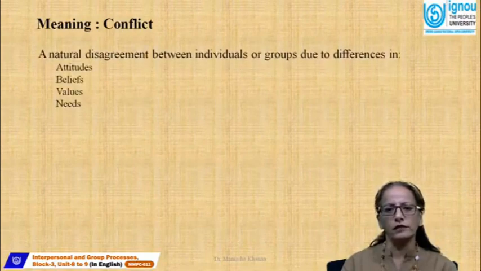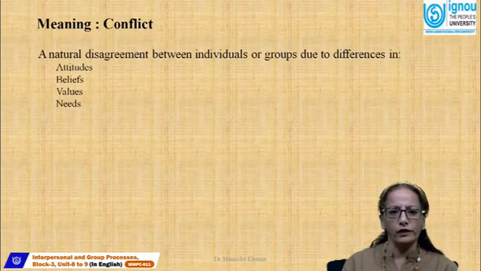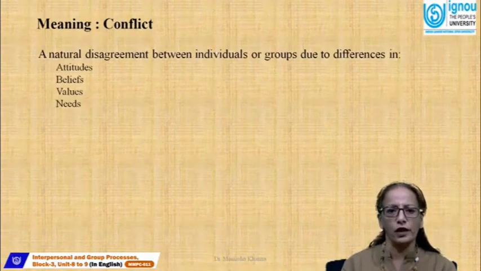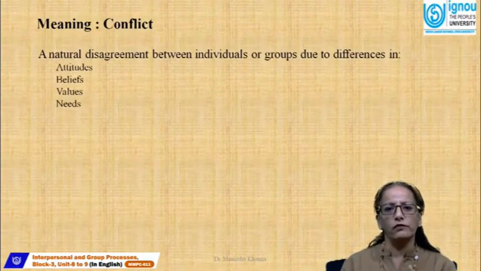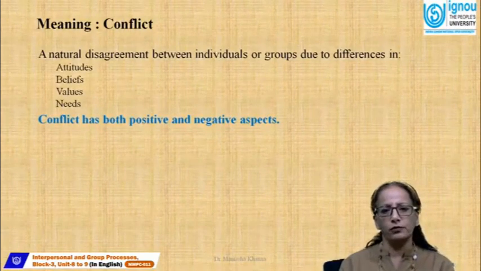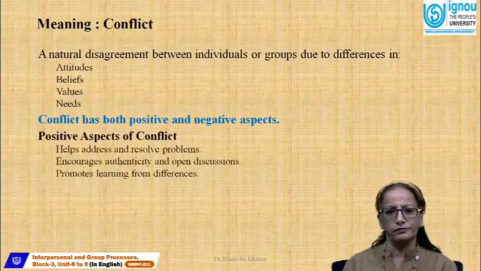Now let's understand what is conflict. Conflict is a very natural disagreement which happens between people or groups due to differences in attitudes or beliefs or values or maybe their own needs. So conflicts have both positive and negative aspects.